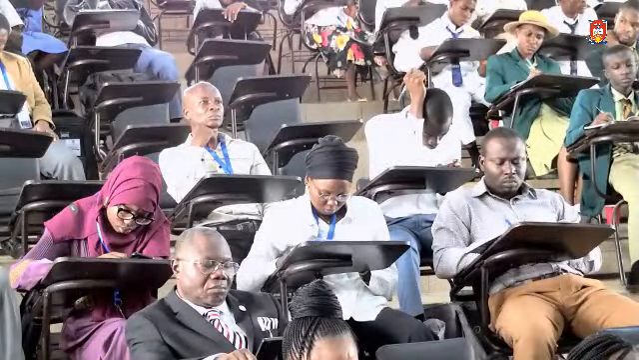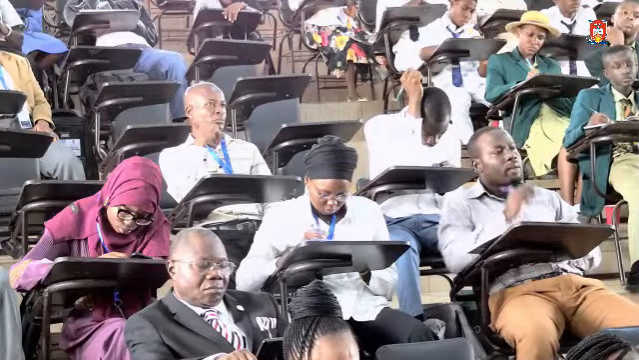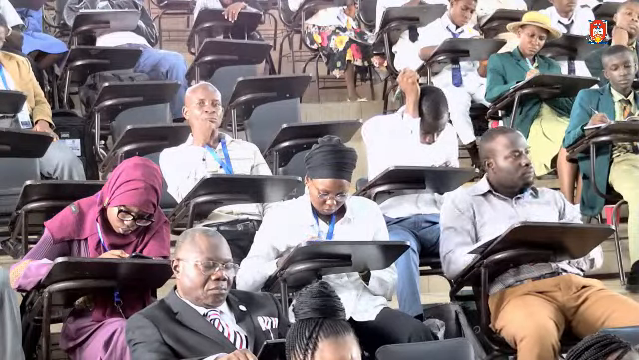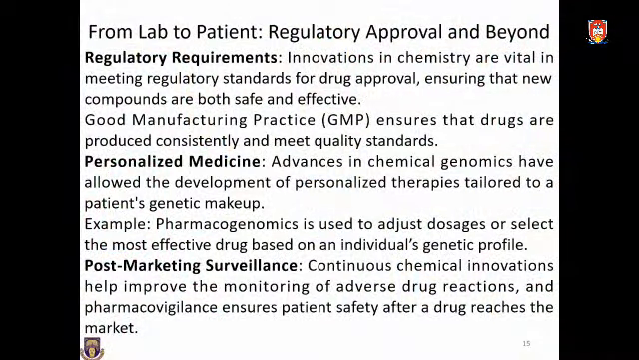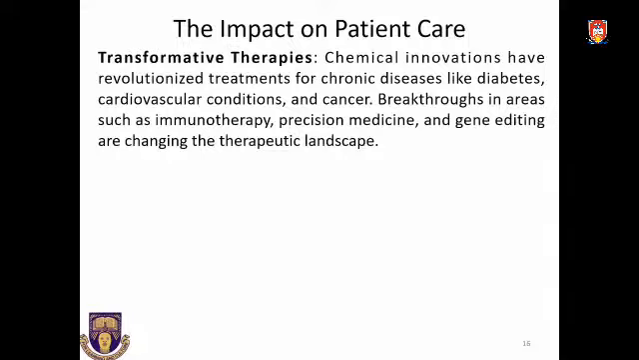And lastly, on post-marketing surveillance, after the drug is already out, we keep monitoring. If there are side effects that were unexpected, they need to be checked. The classical story will be the case of thalidomide. I don't know how many of us remember the story of thalidomide.